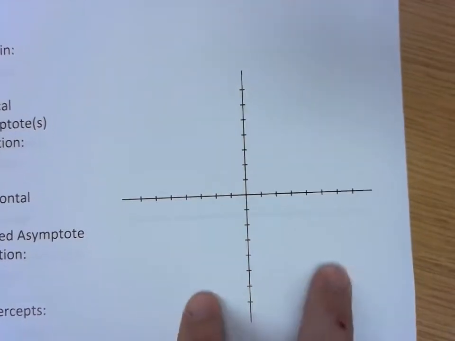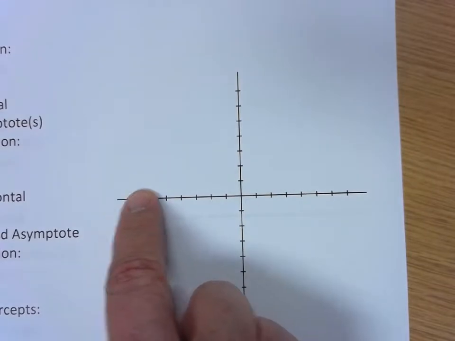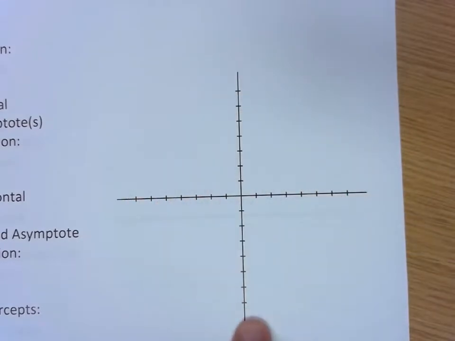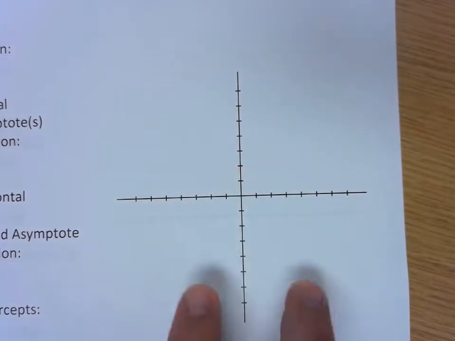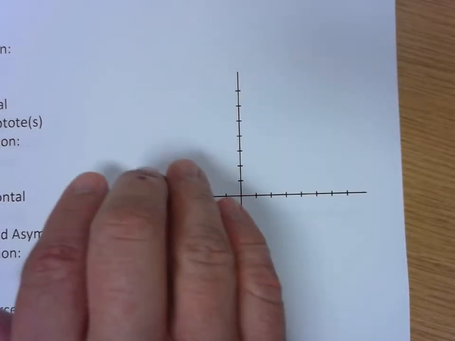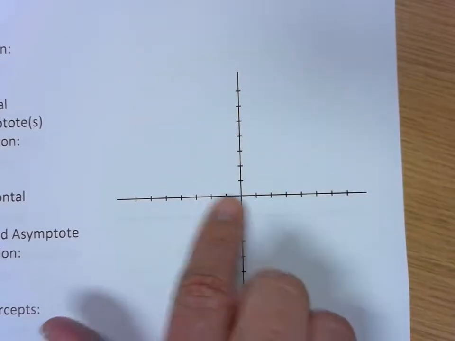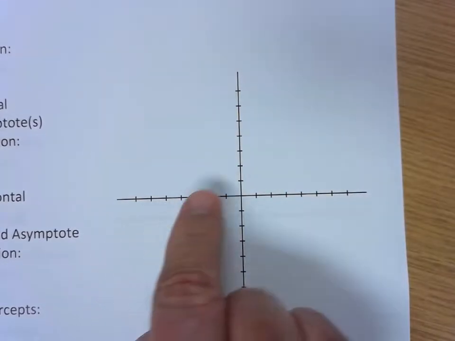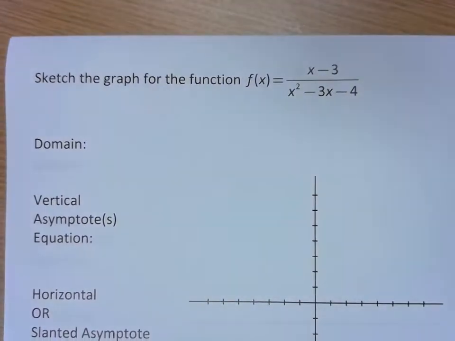And then the grid where you'll be constructing the graph isn't actually on a proper grid. You just have equally spaced tick marks on the x and y axes, so that way you can framework your vertical asymptotes as dotted lines and your horizontal or slanted asymptotes as dotted lines, plot your intercepts, and then make the connected graph based on the framework you've made with the asymptotes.